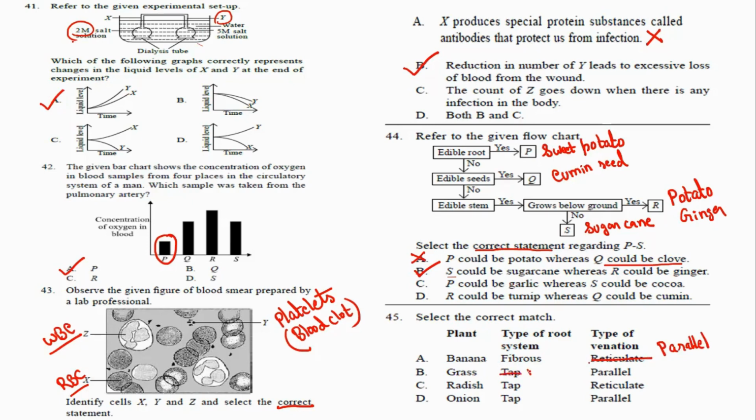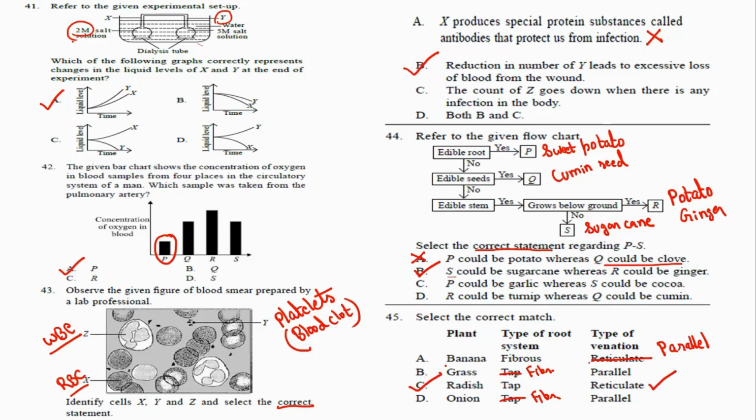Taproot, wrong. It has fibrous root. Parallel venation is okay. Radish, taproot, reticulate, this is correct. Onion, taproot, wrong. This is fibrous and this is parallel. So the correct match is option number C and our correct answer also.